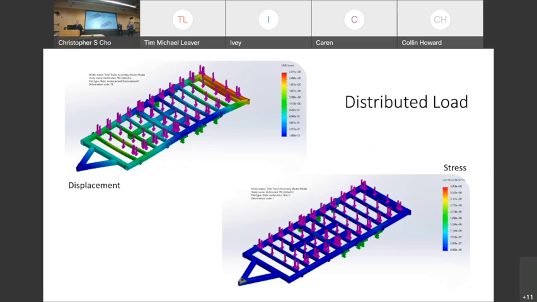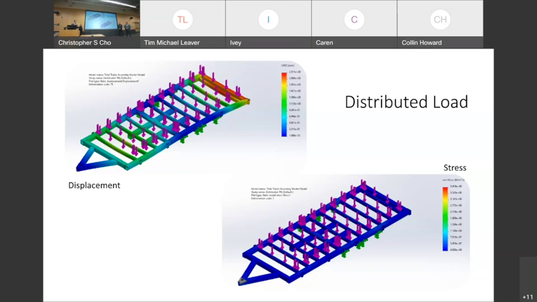So getting into our FEA, up first we have our distributed load, which has an evenly distributed 8,000 pound weight across the whole trailer. On the top left is our displacement. In this displacement you can see that it looks pretty deformed. It's set to a scale of 75. It's just to give an illustration as to how this system works with the forces applied to it.